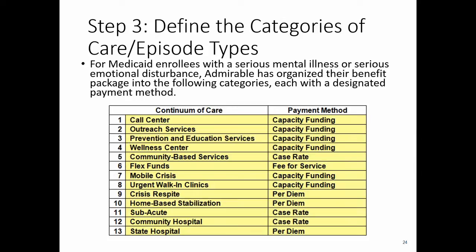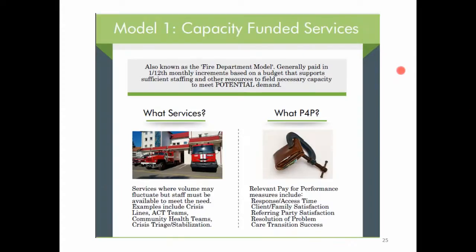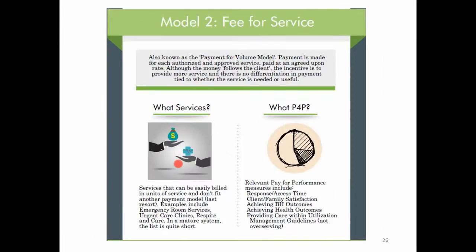And one size doesn't fit all for the payment models. We're going to pay some things on the fire department model, which is called capacity funded. It's generally paid in 1/12 increments based on a budget that supports sufficient staffing and other resources to fill the necessary capacity. We're going to still price some things on a fee-for-service model, which is also known as a payment for volume model.